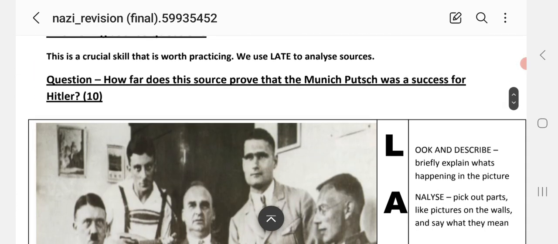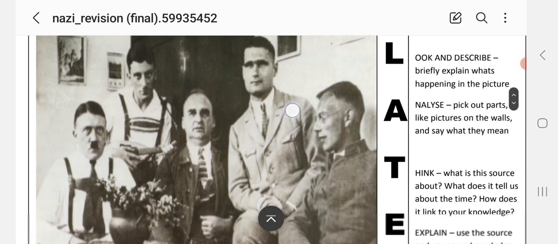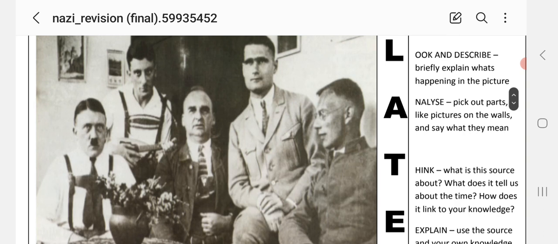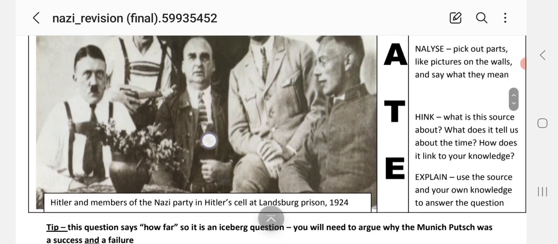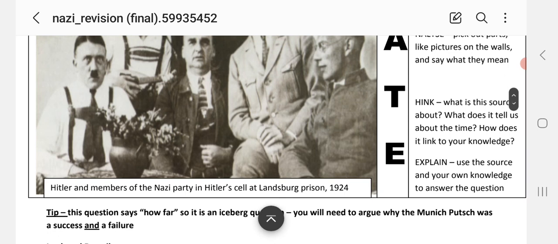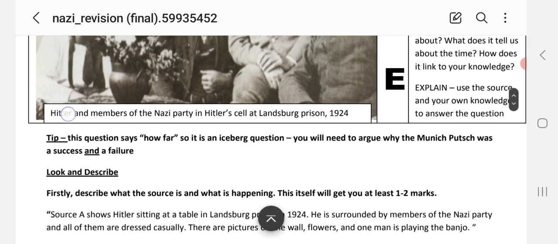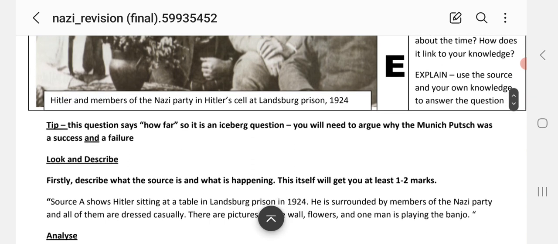And a source question. How far does this source prove that the Munich Putsch was a success for Hitler? 10 marks. Some ways to do it. L: Look and describe. Briefly explain what's happening in the picture. A: Analyse. Pick out parts like pictures on the wall and say what they mean. Think. What is this source about? What does it tell us about the time? How does it link to your knowledge? And E: Explain. Use the source and your own knowledge to explain the question. Use LATE for sources. The question says how far, so it's an iceberg. You will need to argue why the Munich Putsch was a success and a failure.